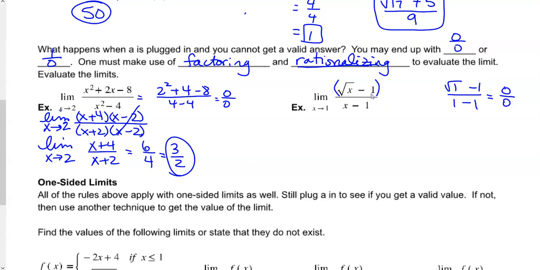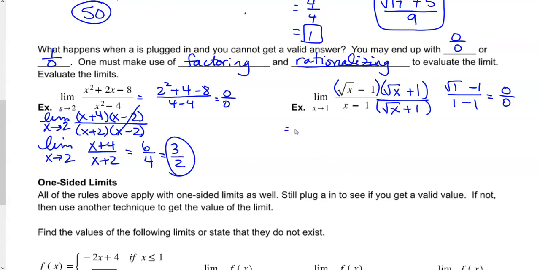Sometimes you have to rationalize the denominator, sometimes you have to rationalize the numerator. So wherever the radical is, let's find the conjugate of that expression. That's going to be the square root of x plus 1. Remember, just change the sign between them. But if I multiply the top by that, then I must also multiply the bottom by that, because technically this is a 1. I'm not changing the function itself. I'm just changing the way it looks.